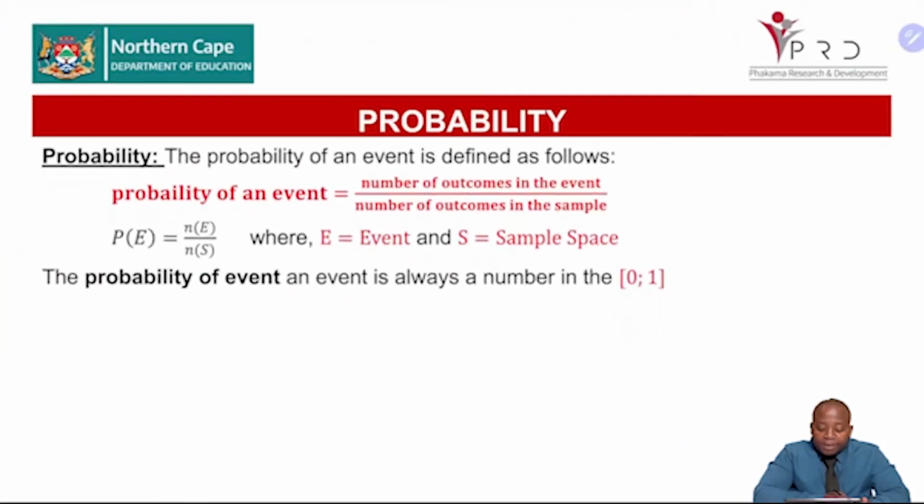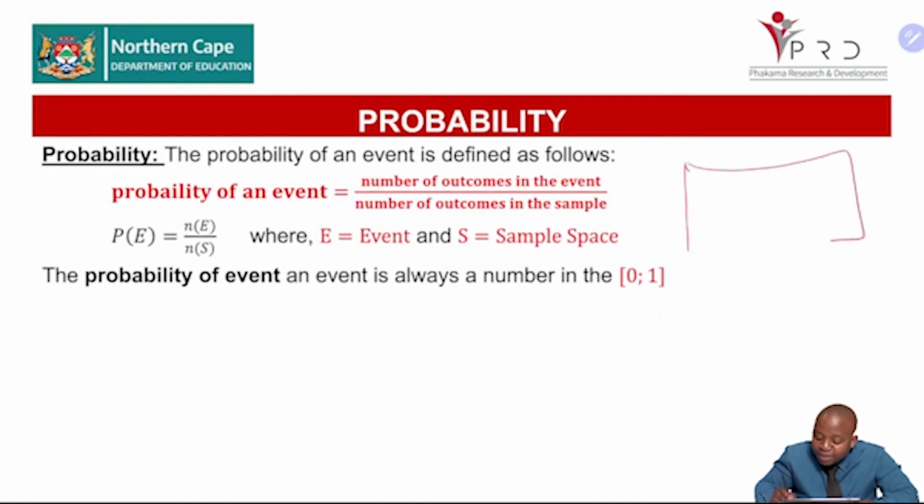Now let's look at probability here. We are saying again, the probability of an event is defined as follows. Probability of an event equals the number of outcomes in the event over the number of outcomes in the sample space. For example, I can just have a nice sample space here.